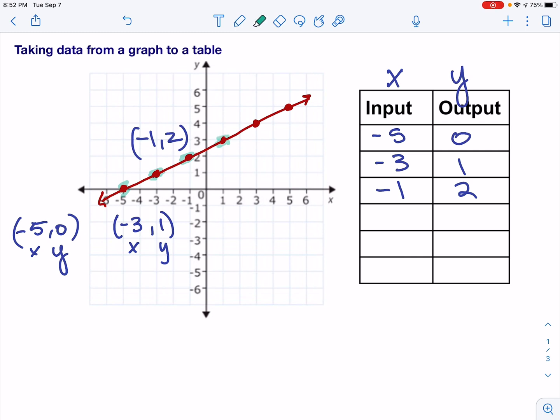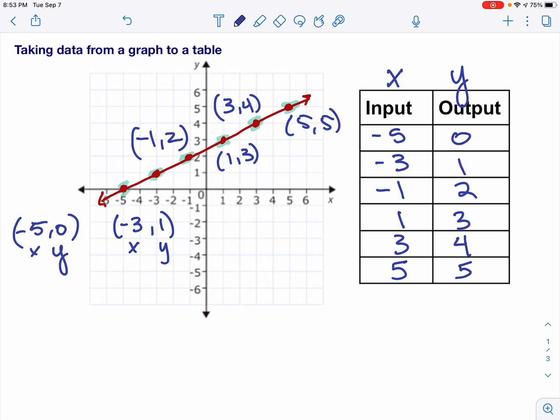I'll go to this next point that I just highlighted. That point there is 1, 3. And again, your x is 1, so your y is 3. Moving on up that line, there's my next highlighted point. That one is 3, 4. So my x would be 3, my y would be 4. And finally, my last point that I see on my graph is 5, 5. So my x is 5 and my y is 5.